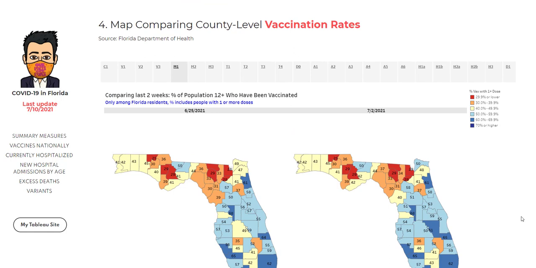So the next couple of visualizations are all about county level maps, and each of these maps is going to be focusing on a different metric.